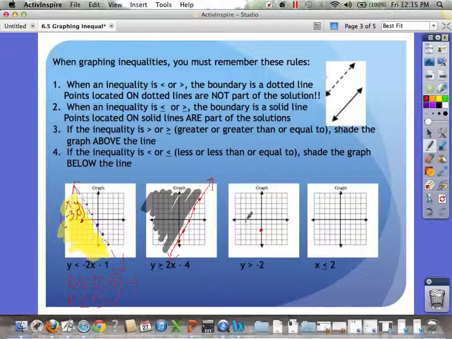A y equals something, it's going to be a horizontal line. If it doesn't have any x involved, it's a horizontal line. So I could pick any points on this horizontal line. Okay? Any points at all.